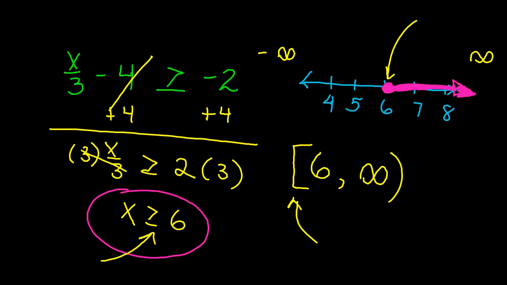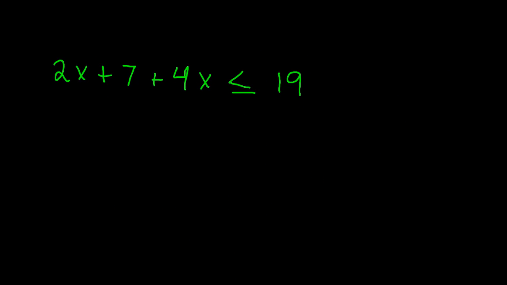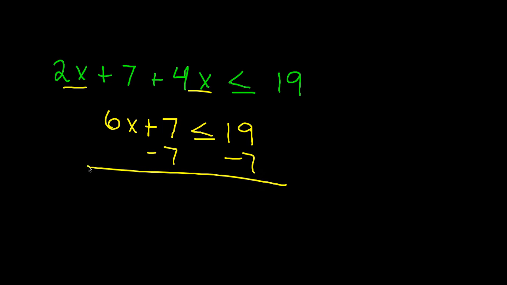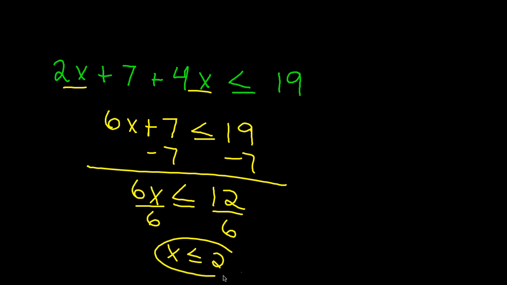All right, let's try another example. We'll do our last example together, and then I'm going to set you to try to do a question on your own. So I need to solve this. I'm going to start by doing commutative property to combine like terms. So 2x plus 4x is 6x plus 7 less than or equal to 19. I'm going to take 7 away from both sides. I'm going to get 6x is less than or equal to 12. We'll divide both sides, and x will be less than or equal to 2.